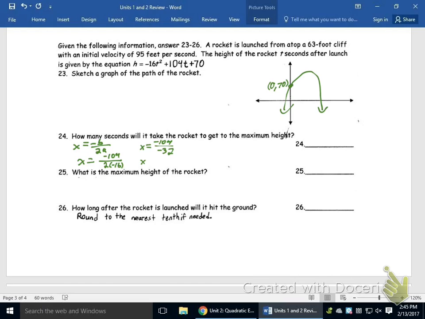And now it doesn't say to round here, so I'm just going to leave it as 3.25. It says to round on number 26, so we'll get there. So 3.25 seconds. That's an S for seconds, by the way. Now, for number 25, what is the maximum height? I can actually just plug that value, the 3.25, back into my function to figure that out. So the height will equal the negative 16 times 3.25 squared plus 104 times 3.25 plus 70. And I get 239 feet.